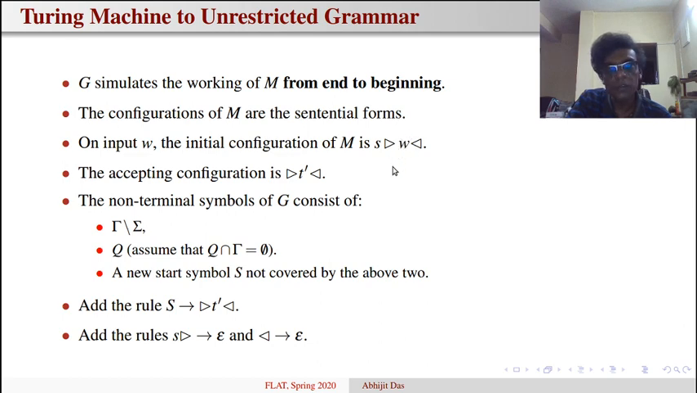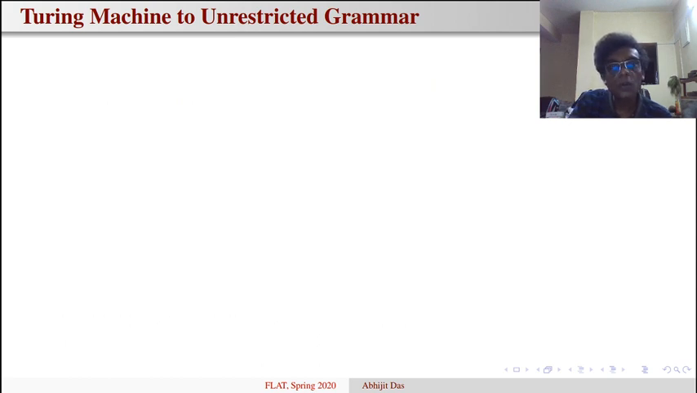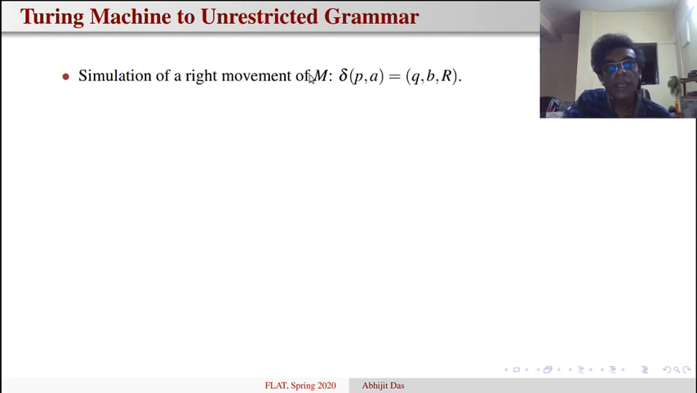The question is how to simulate a step of the Turing machine. So this is what I will now mention. So how to simulate a right movement delta p comma a q b right of the Turing machine M. Now as the Turing machine moves forward from PA to QB and a new head position to the right, the grammar will move in the opposite direction from here to here. Okay. So at this point the configuration is something like this.